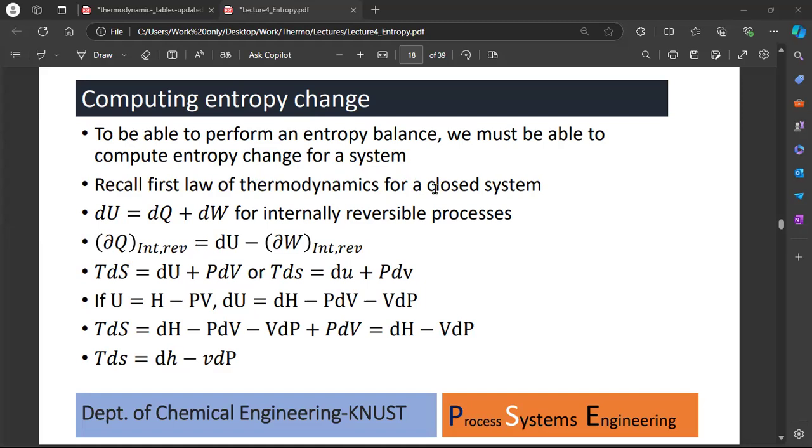Now, when we start with the first law of thermodynamics for a closed system, you're already familiar with this. We have dU equal to dQ plus dW, right? For processes that are internally reversible, we can have this expression down here. So we're looking at the small change in heat and the small change in work. If I make dQ the subject, it becomes dU minus dW, and I can write it for an internally reversible process with the symbols this way.